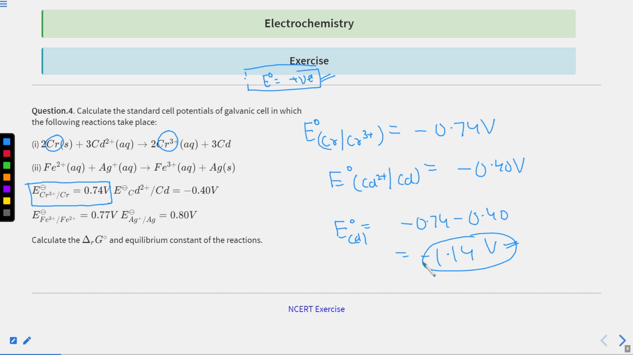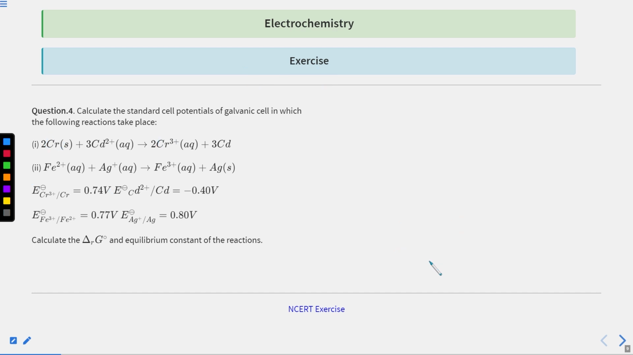Okay, so we are done with the first question. Now just try the second question. Do it right, do it wrong, just try to do it. Just write the half-reactions, see which is getting oxidized, which is getting reduced, get your values from the given information and just add them. I'm starting to write the answer. You just match your answer and see where the mistake is.